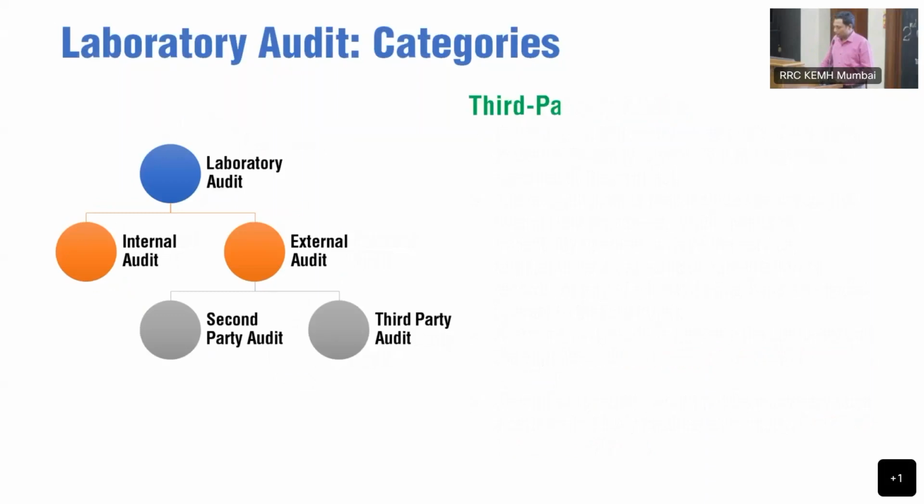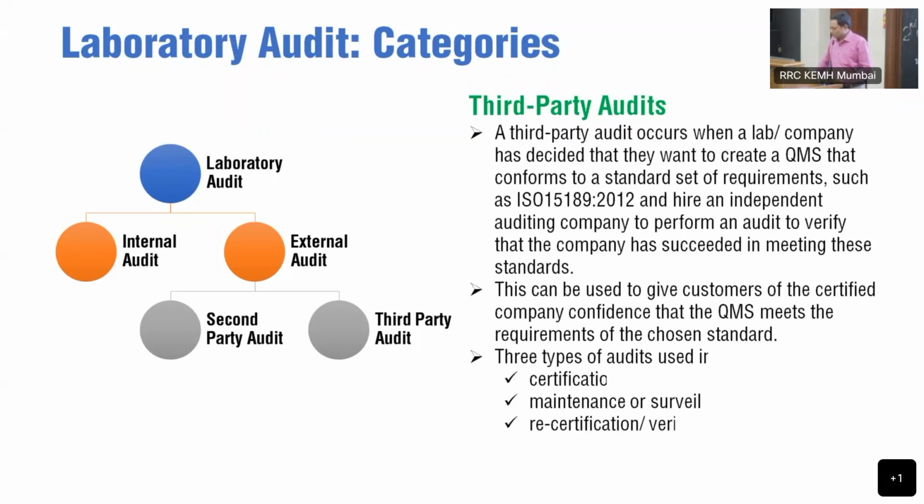Then coming to third party audit. Third party audits, we know, are NABL audits, or CAP, and the standard we have just discussed, ISO 15189 and NABL 112. The types of audits used in this process are certification audit, maybe first assessment, second assessment, renewal of assessment, then maintenance or surveillance audits, and re-verification and recertification audits. These are the types of third-party audit which NABL conducts.